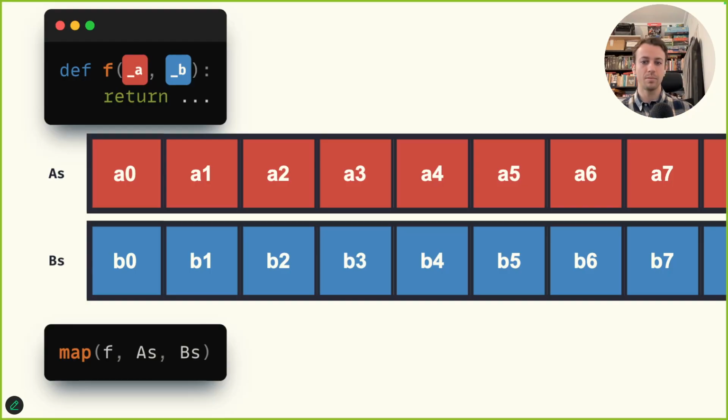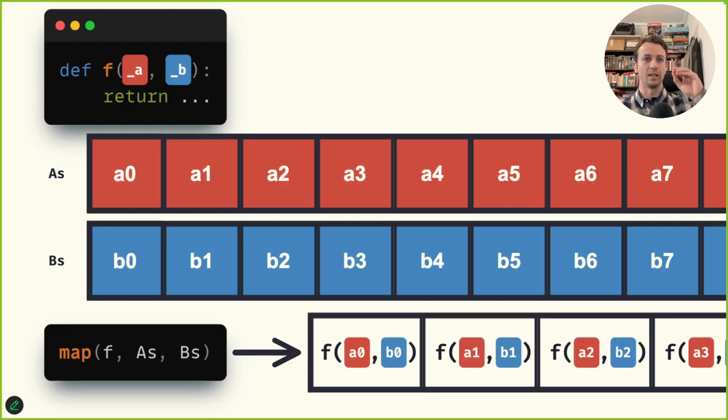The built-in map takes a function, however many iterables you want, and then it's going to call the function on those elements. So this is what the built-in map computes. F of A0, B0, F of A1, B1, etc. Is everyone comfortable with this diagram? All right. So map will do this.